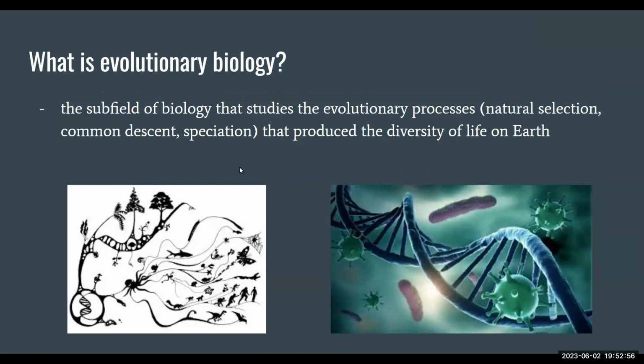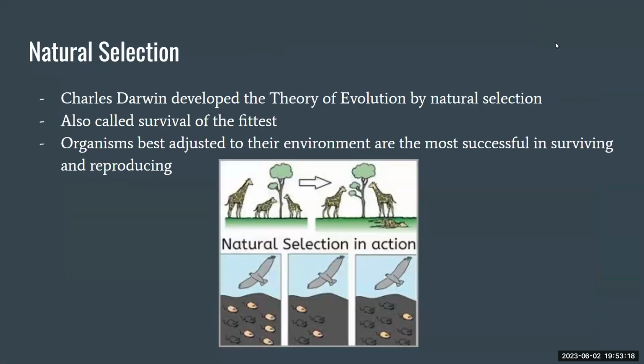It's the subfield of biology that studies the evolutionary processes, such as natural selection, common descent, and speciation, that produce the diversity of life on Earth. Okay, and first I'm going to talk about natural selection.